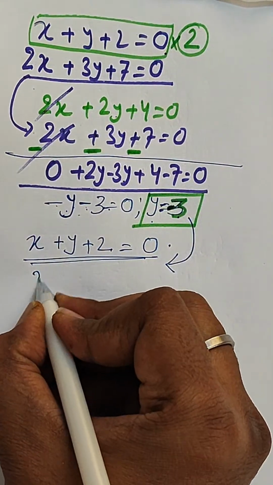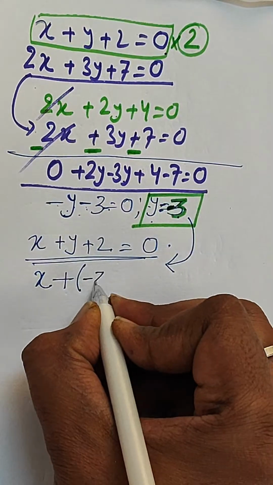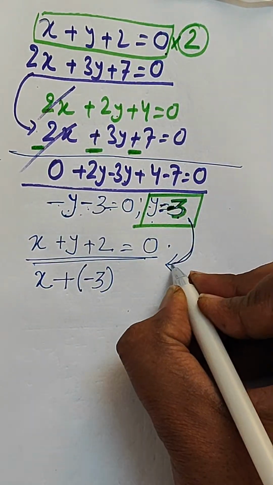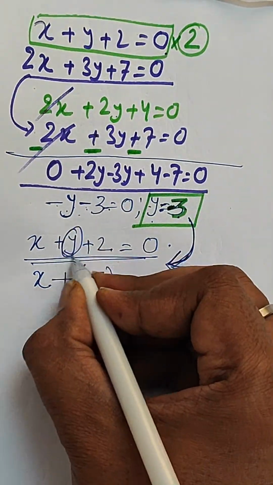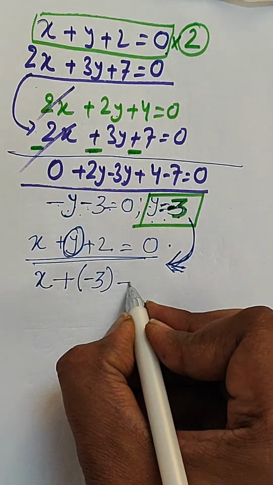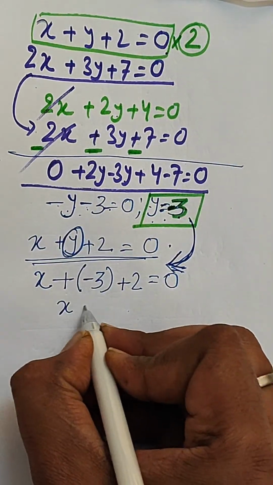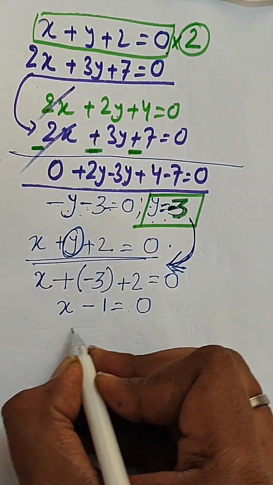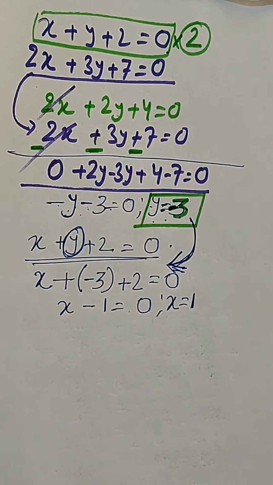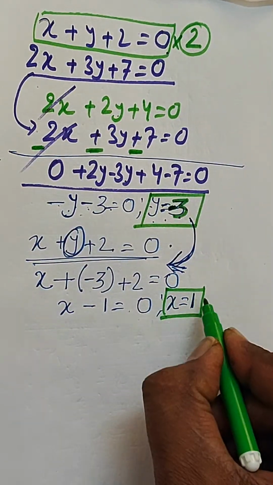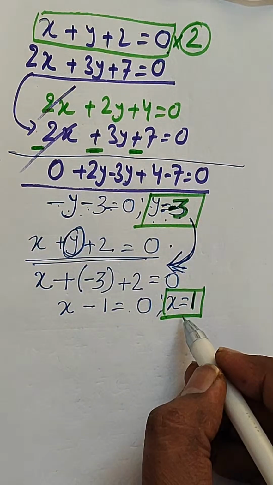So this will be x plus the value of y, put the value of y as minus 3. That's why I just showed this arrow, so that you can understand. I'm putting here the value of y from here, plus 2 equal to 0. This will give you x minus 1 is equal to 0, which will give you the value of x equal to 1. So x equal to 1 is your coordinate for the abscissa.